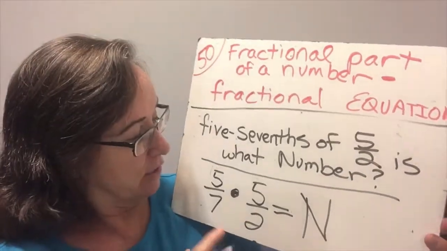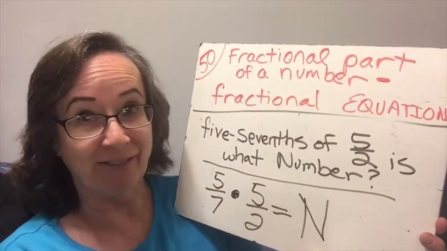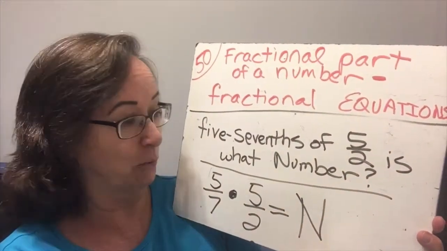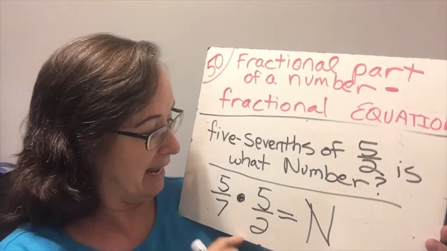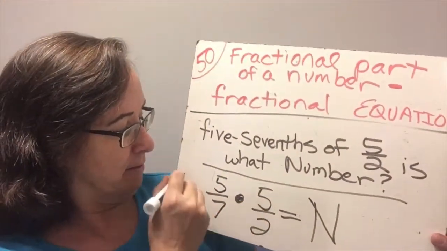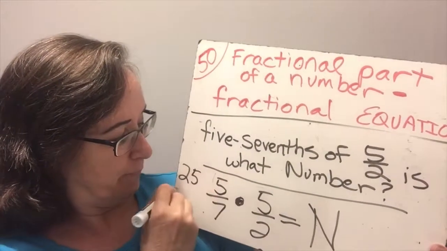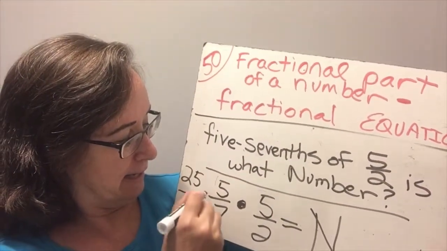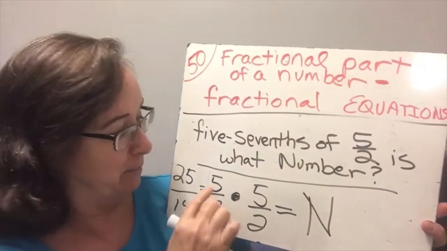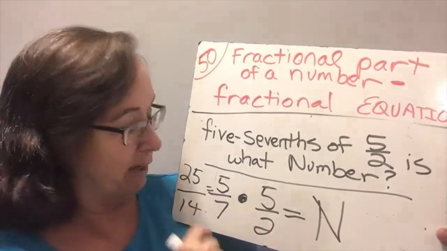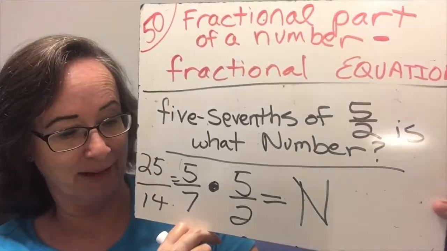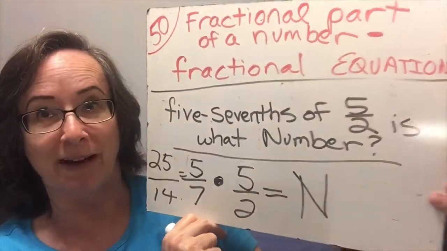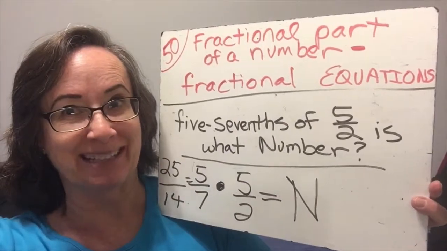Okay, so now when we multiply, we have our n all by itself. So we don't have to do anything except multiply these together. And 25 over 14 is my final answer, isn't it? Because nothing cancels. 25 over 14 is the answer. And that was our last one. Okay, so the answer is 25 over 14, and let's go to our practice problems.